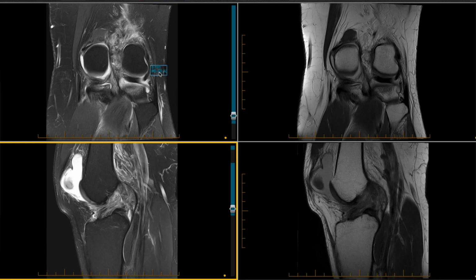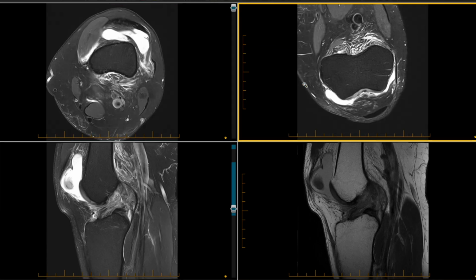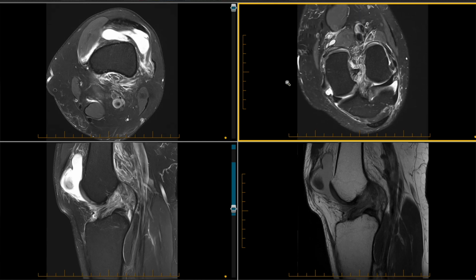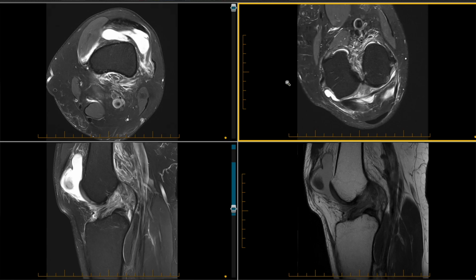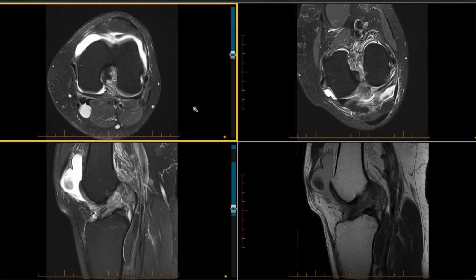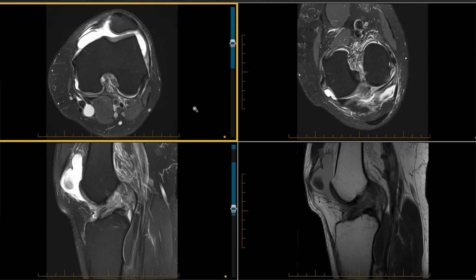You can confirm this on the axial sequences, and in this case we even have the coronal oblique sequences. The oblique sequences nicely show the femoral footprint of the ACL being attached, and on the axial images as well. Here's the femoral attachment of the ACL, which is nicely intact.